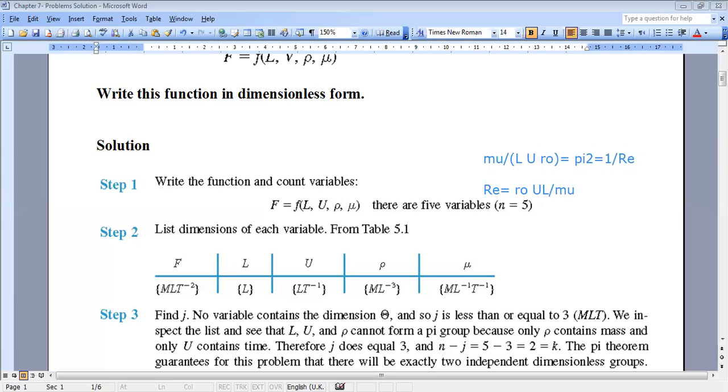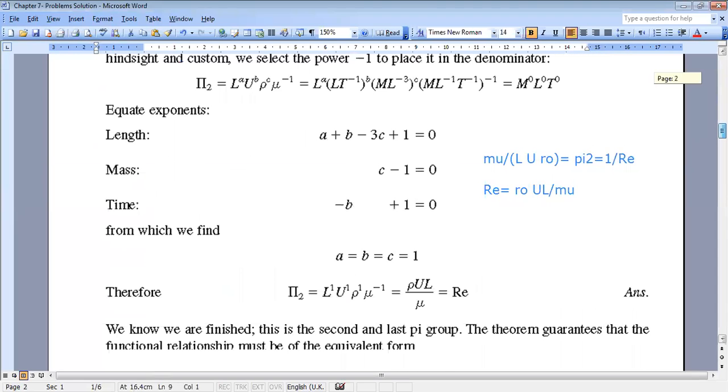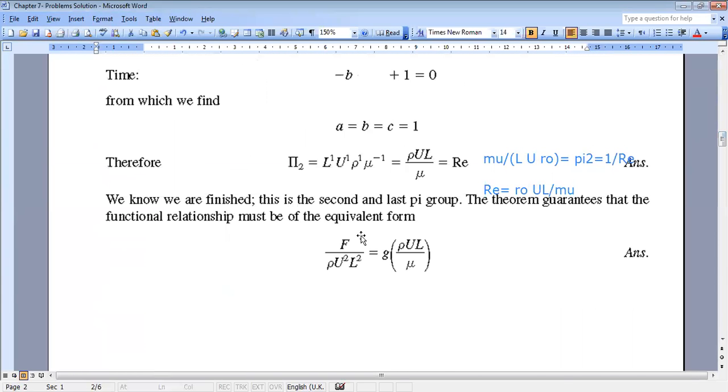So if you look here, these are your two groups. So you can write your system as follows. The first group is F over rho U square L square. This is my first group. I should express it as a function of my second group, which is, you can take mu over rho UL or rho UL over mu, it's the same. Okay, so what does this mean?